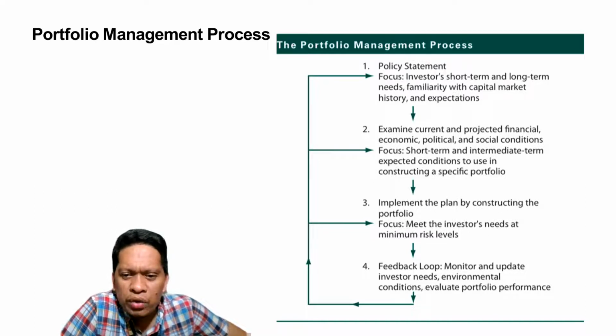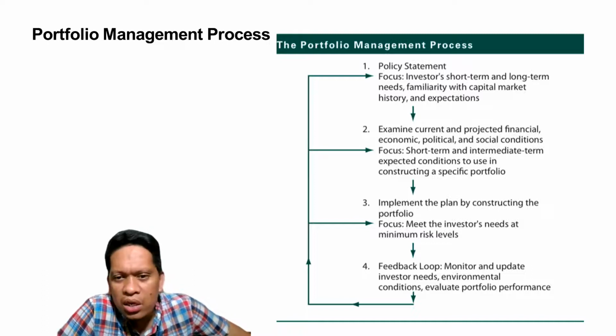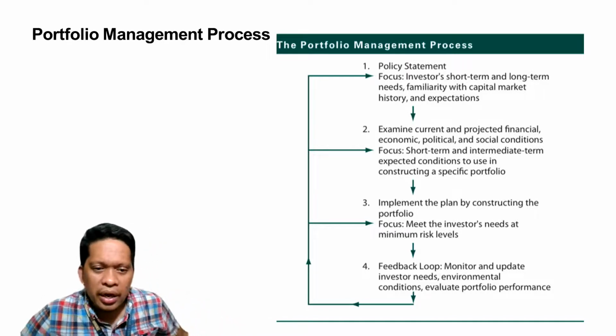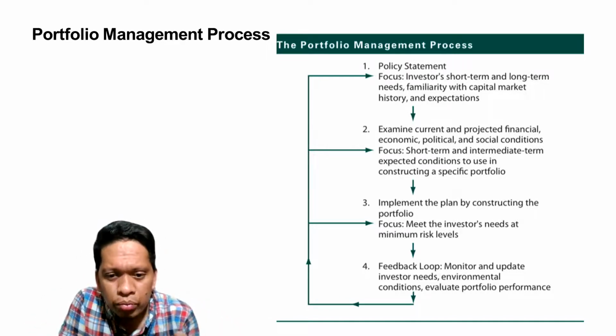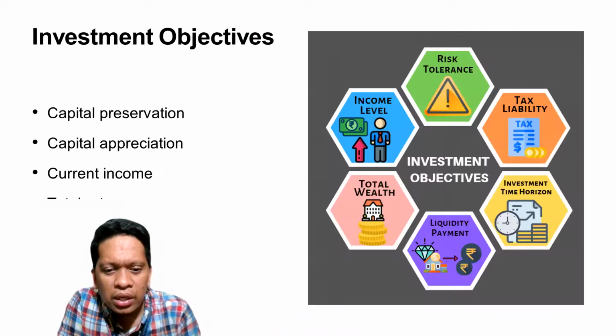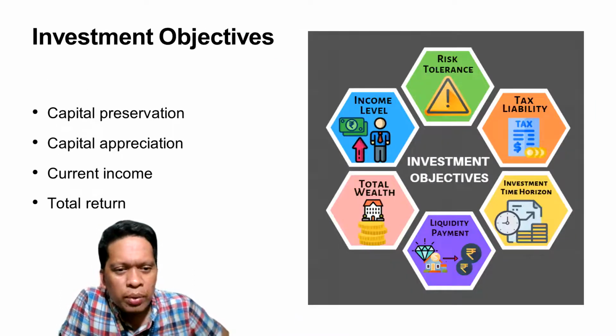So number four is the feedback loop. In the feedback loop, this is the time you can give inputs of what really happened in the portfolio. You monitor and update the needs of your investor and the environmental conditions, the ones that we discussed in step two, and then evaluate portfolio performance. After that, we can go back to step three, then step two or one, and then go back to the process.